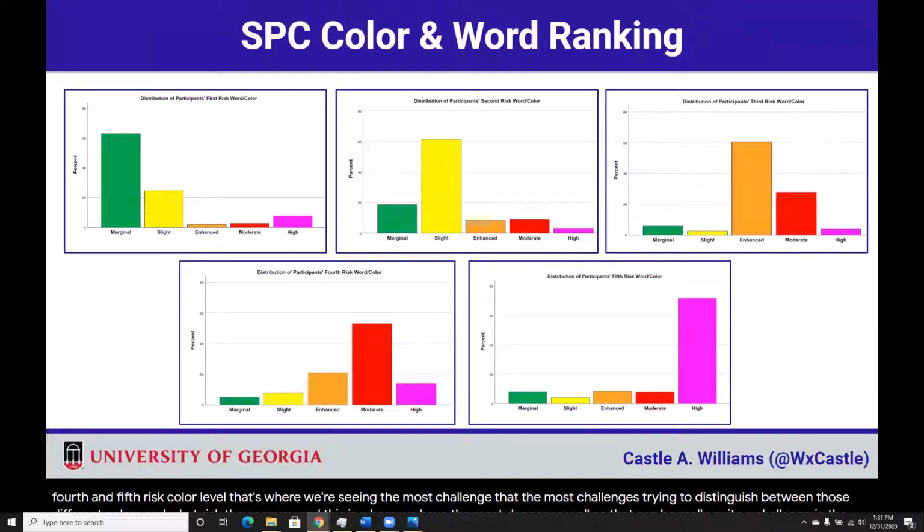In the survey, we also combined color and words to see if that would help people. And what we saw is that it really does. So here you can see that people really show that marginal with the green, they know that that comes first, slight in yellow, then enhanced in orange, still showing some signs of that moderate being an issue there. The fourth risk category being moderate and the fifth risk category being high. So when we add colors and words together, it gets a little bit easier and more intuitive to use.